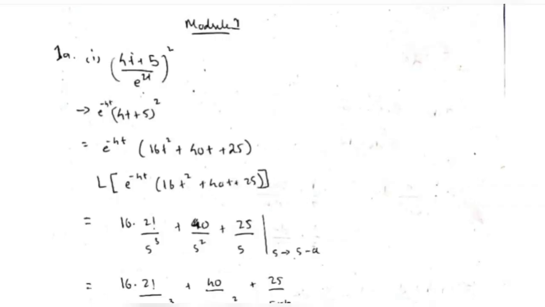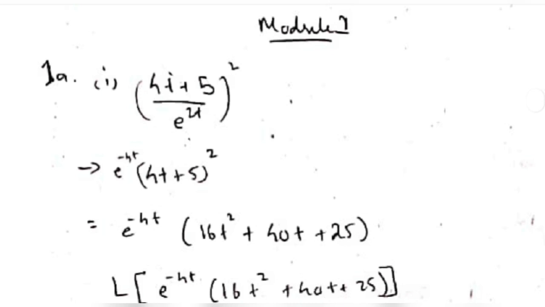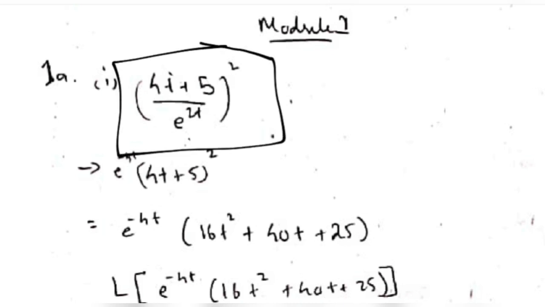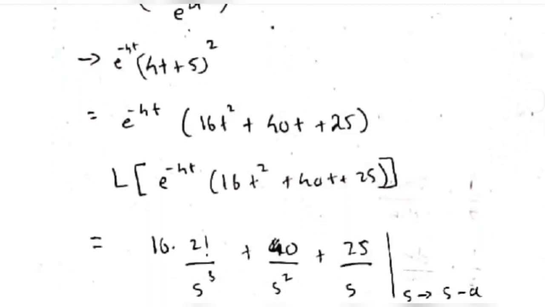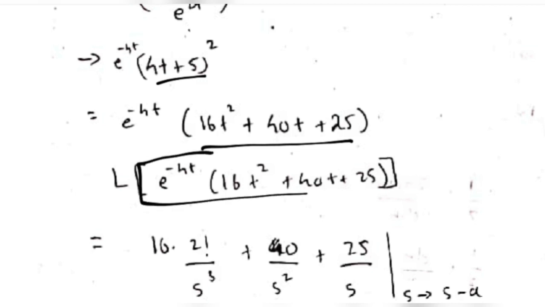In the first question we are asked to find the Laplace transform of this given function, and we don't have any standard formula for this type of question, so what we'll be doing is we'll be separating it in two parts. First, the denominator will be taken up and this square will be taken inside. Okay, so we will have this e power minus 4t multiplied with this term. Now on expansion of this term we will obtain this, and separately we will find the Laplace transform of each of these terms.